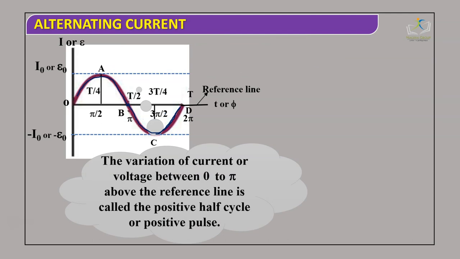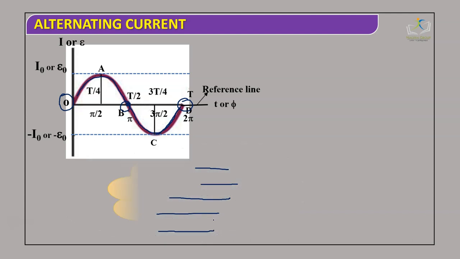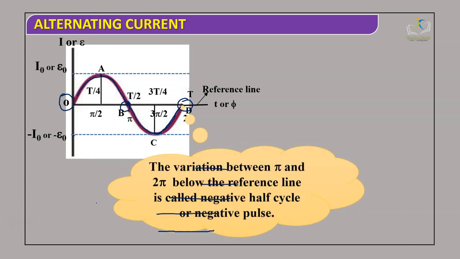The variation of the current or voltage from 0 to pi, as you can see over there, is the positive peak, and then from pi to 2 pi. So the variation of current or voltage from 0 to pi, above the reference line, is called the positive half cycle or positive pulse. Next, if I take pi to 2 pi, below the reference line, it is called the negative half cycle or negative pulse. I hope this much is clear to you all.